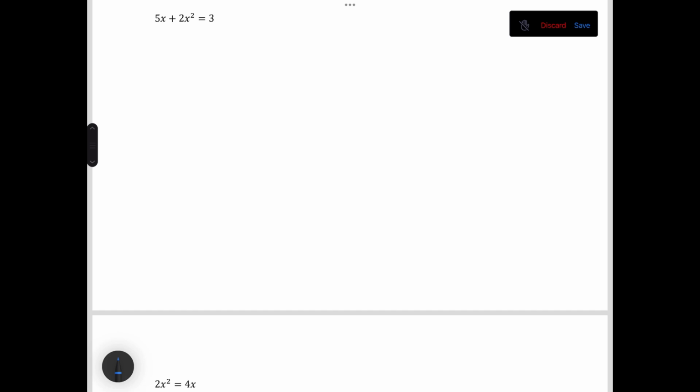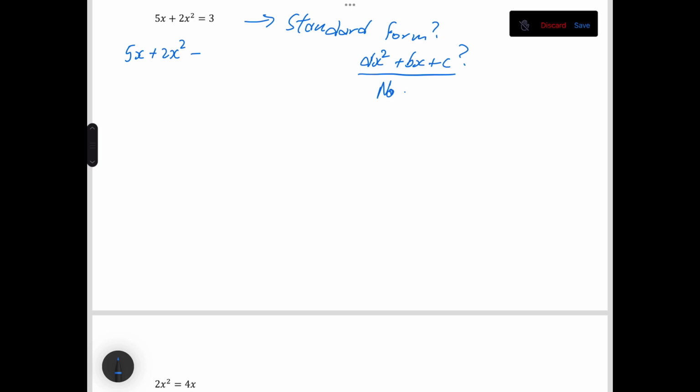There we go. Now, when we look at this one, is it in standard form? What do you think? So remember, the standard form has to be written like this: ax squared plus bx plus c. Is it in standard form? What do you think? No, it's not. Okay, so now let's try to write it in standard form. Okay, plus 2x squared minus 0.